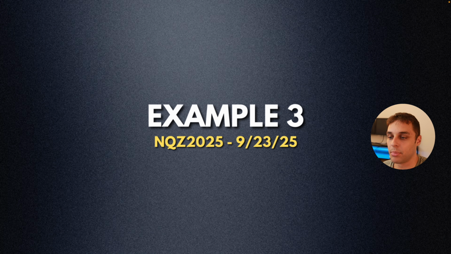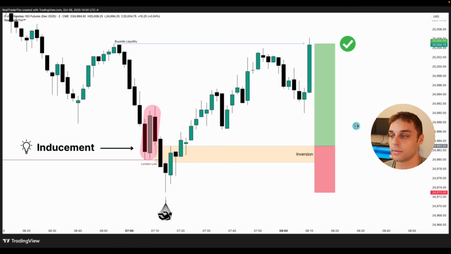Okay. Example 3. September 23rd, 2025, NQZ 2025. And let's go into this. Now we're looking at NASDAQ again as well. And another beautiful example where you're seeing price go lower. Okay, you're leaving buy side liquidity right here. And then right before this low is put in, what do you see? Look at this swing low right here. That's exactly to the tick on London low.